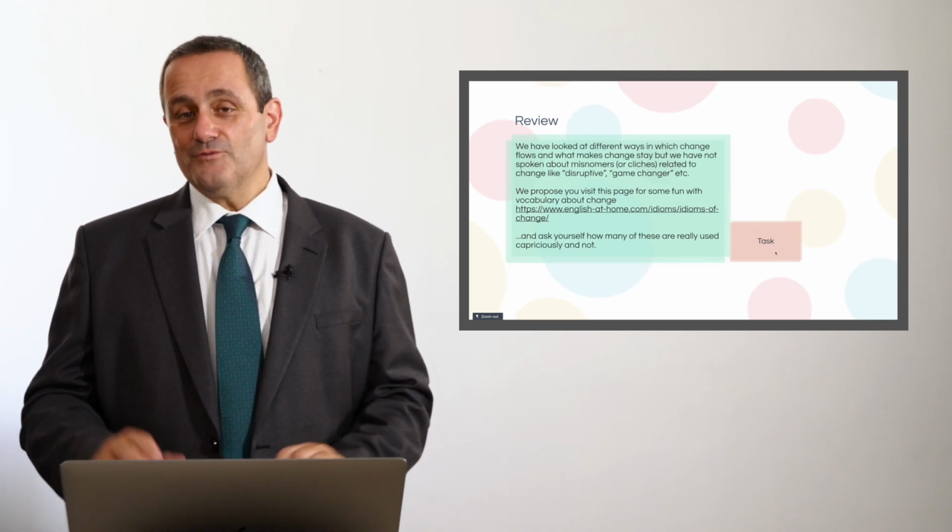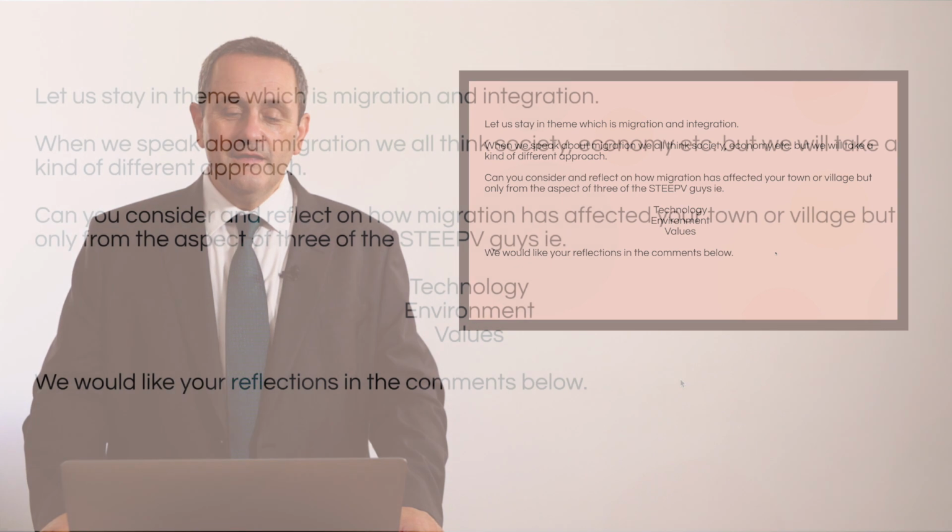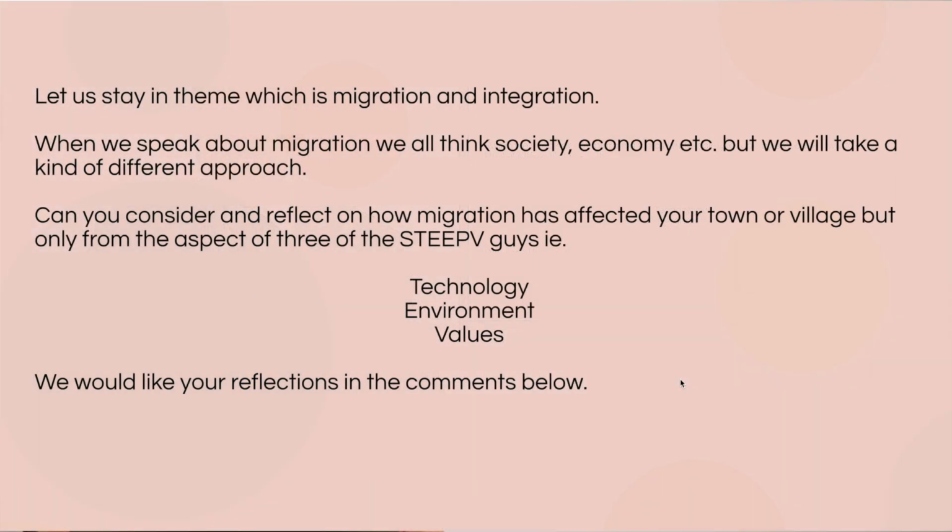We would like to end this lesson with a small task. The context of this unit is about migration and integration. And usually if I ask you to look at the effect of migration, how you imagine it is now and in the future on your community, we usually immediately think of society and economy. But we would like you to take a different approach. Look at how migration is affecting your community and how it's affecting the locals, not only the migrants and the dynamics. But we would like you to take into consideration the changes from the technology, environment, and values point of view. Leave social change and the economy out of the picture.